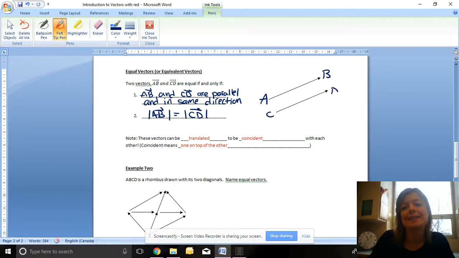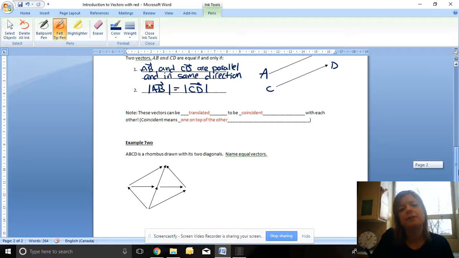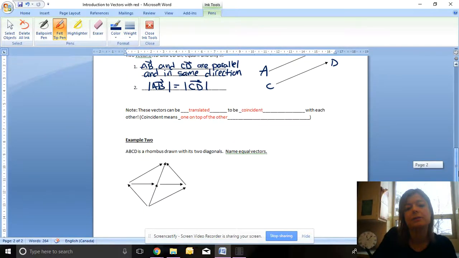So essentially, it's the same vector, just translated or moved around anywhere else. So note, these vectors can be translated to be coincident with each other. Coincident means one on top of each other. So I could technically grab this vector and move it around so that it would lie perfectly on top of the other vector. And that's one way to tell if vectors are equal.